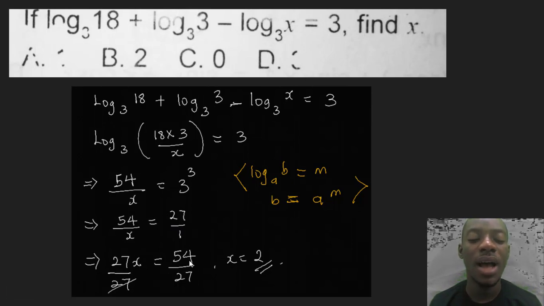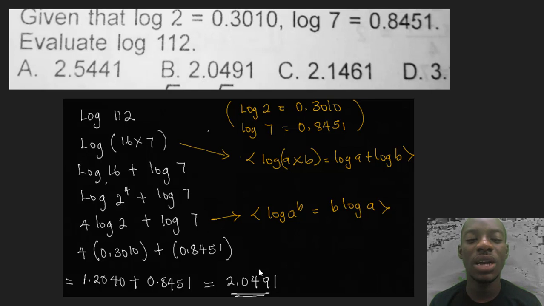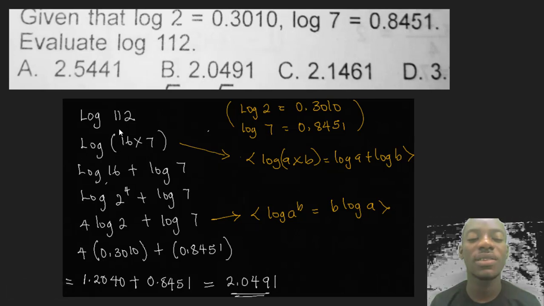Divided by 27, I have x is equal to 54 over 27, which is 2. So my answer to that question is B, which is 2. Now the last one in logarithm: log 112 is actually log of 16 times 7.